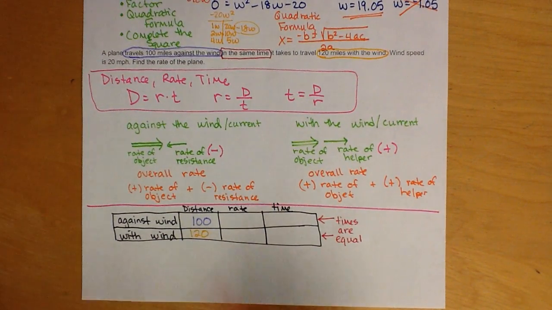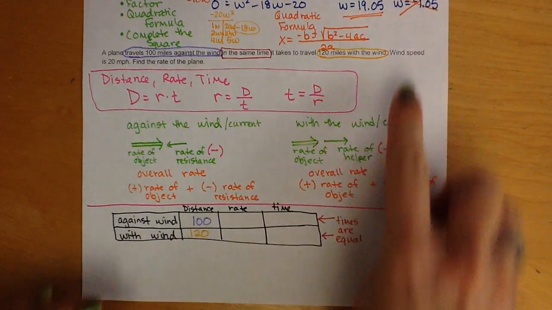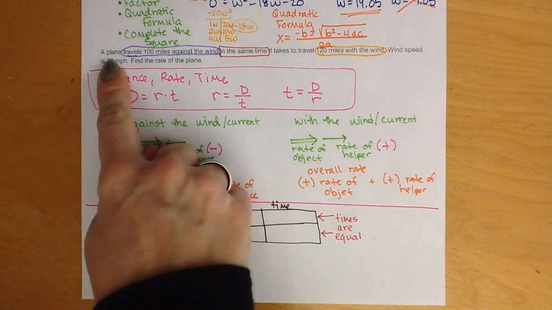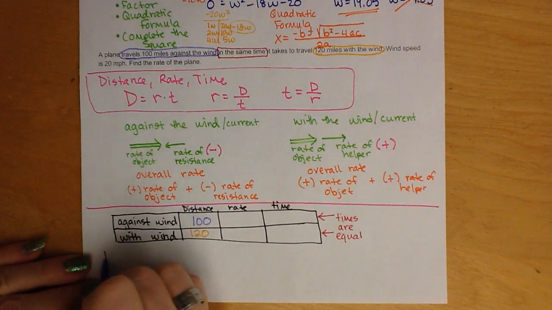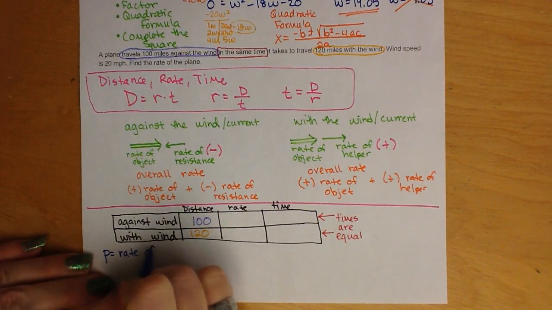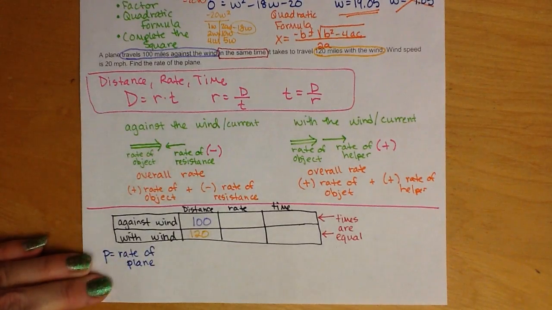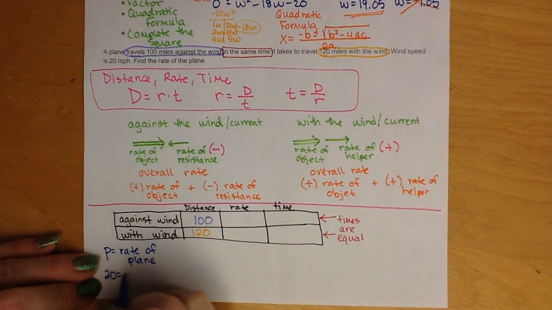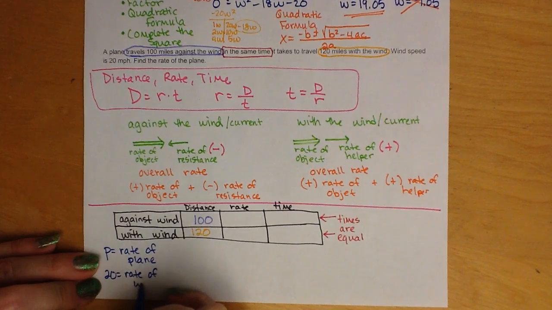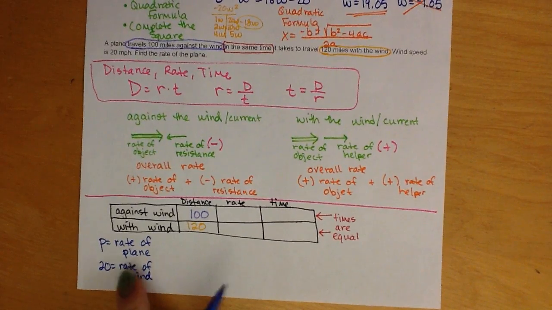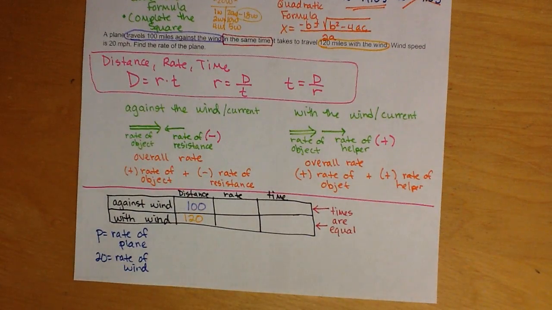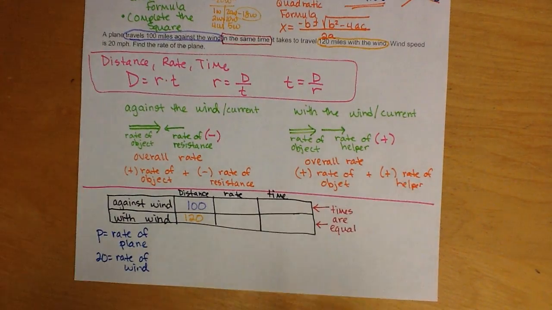So let's look at our rate. It tells us that wind speed is 20 miles per hour, and we're supposed to find the rate of the plane. So let's go ahead and make the rate of the plane P. And we know that 20 is the rate of the wind. Now when we're going against the wind, that rate of the wind is going to be our resistance. When we're going with the wind, the rate of the wind is going to be our helper.